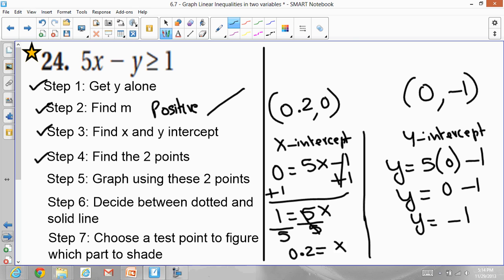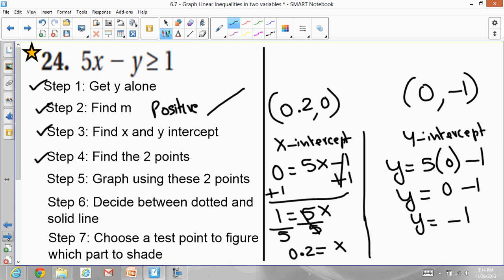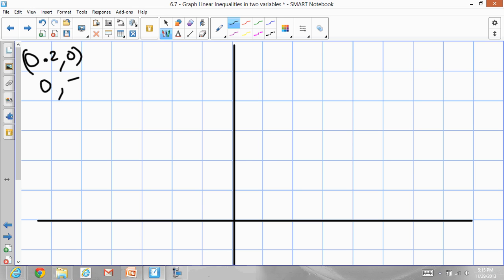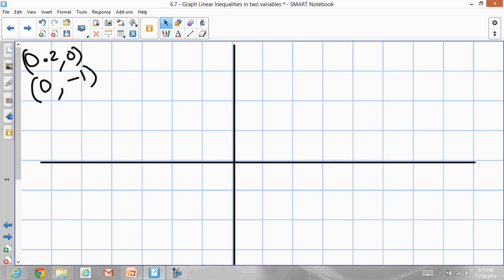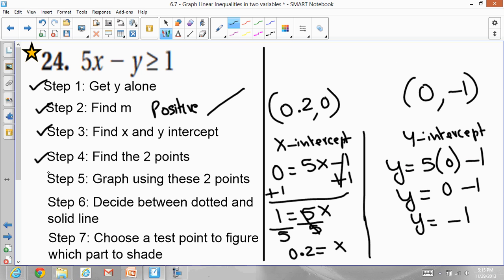So the graph in this case is using 0.2, 0 and 0, -1. So let's do the graph. So 0.2, 0 in this case is going to be here, somewhere about. And 0, -1 is going to be over here, somewhere about. Now, once I get this, I have to go back to my original inequality. My inequality is y is less than or equal to 5x minus 1. Always keep that in mind. So graph using these 2 points.